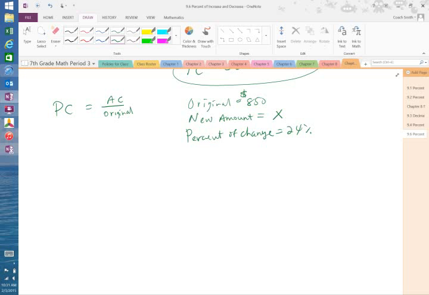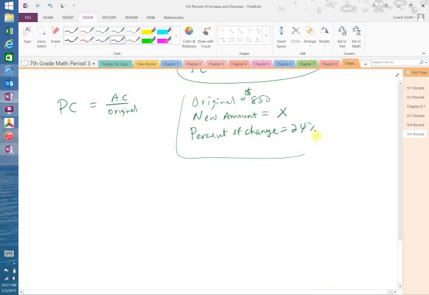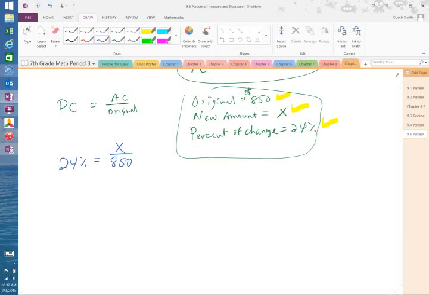As I said, there's this way here, which we're going to do, and I'm going to show you the other way. So I need to plug in this information here into our formula. So our formula is percent change, so that's 24% is equal to the amount of change I don't know, over the original amount, $850.